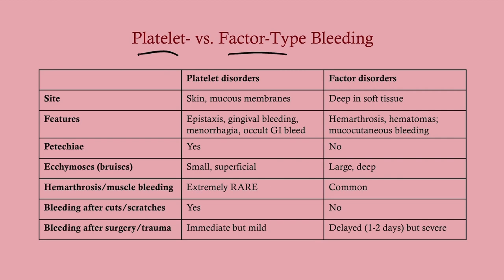On the other hand, factor disorders, this is deep bleeding. So bleeding into the muscles, bleeding into the joints, hematomas, hemarthrosis. Yes, they can have some mucocutaneous bleeds, but the big thing that separates this is just the depth of the bleeding. They will not tend to have petechiae. They can get bruises. They will be larger and deeper bruises, but the big thing that sets this apart is the hemarthrosis and the hematomas. And these hematomas can get so big that they can actually cause compartment syndrome.